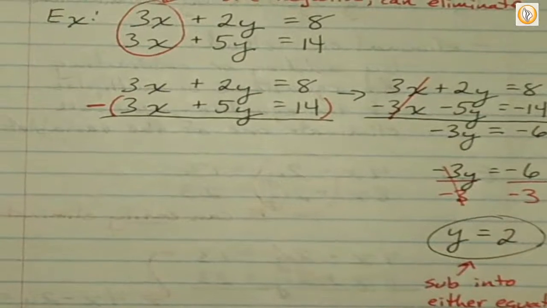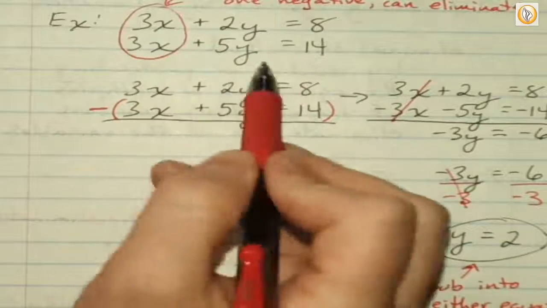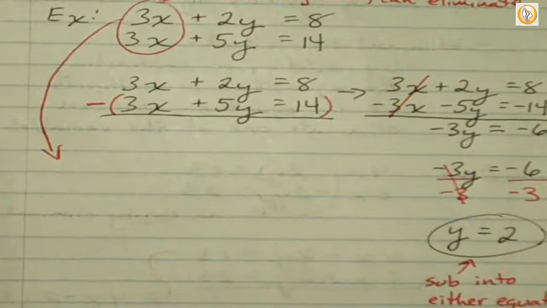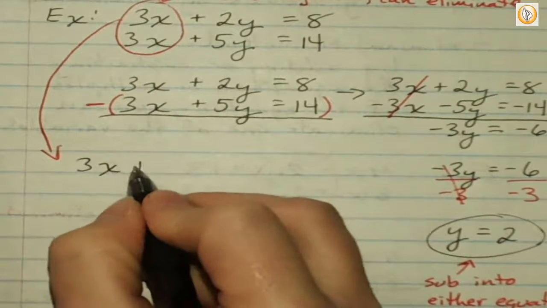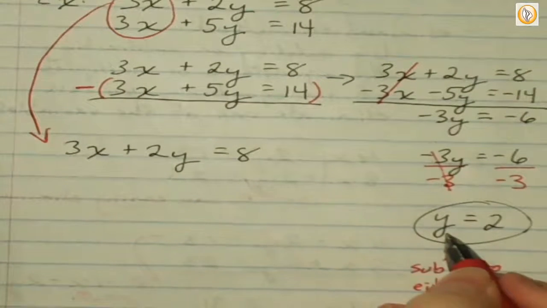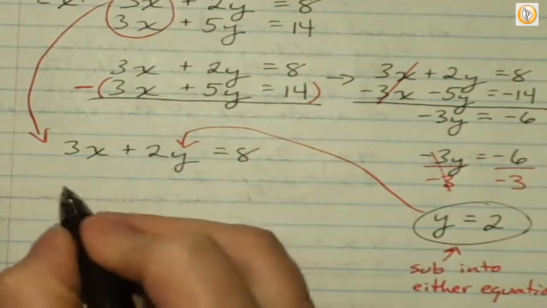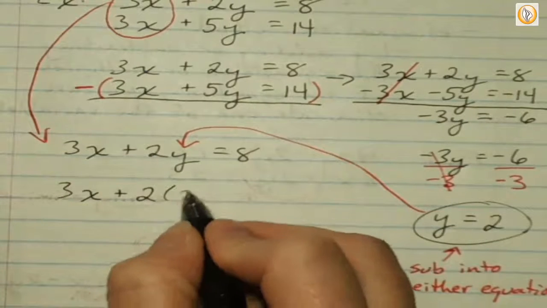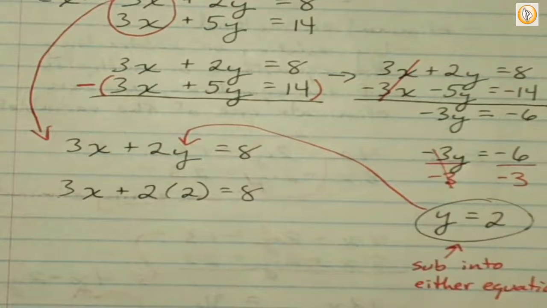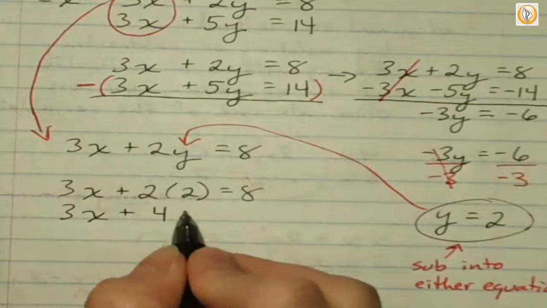Okay, so which equation do you want to sub it in? The first or the second? The first one. Okay, he wants to choose the first one. I'm drawing a line because I'm going to rewrite that equation to be nice and neat. And we're going to substitute the y with this 2. So now I have 3x plus 2 times 2 equals 8. Do y'all see where we got that? 2 times 2 is 4, so I have 3x plus 4 equals 8.